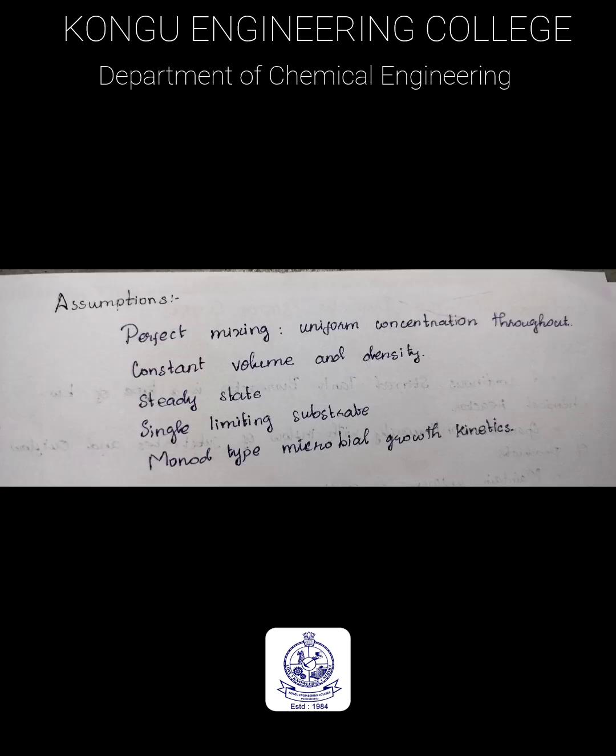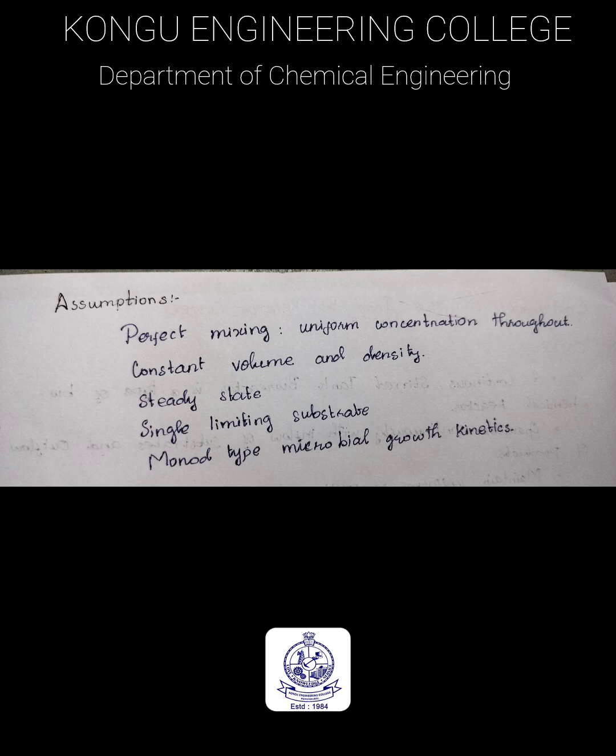First, perfect mixing. The concentration of all components is uniform throughout the bioreactor. Second, constant volume. The rate of input equals the rate of output. Third, steady state operation. The system reaches and maintains a steady state. Fourth, no product inhibition or substrate inhibition unless specifically modeled. Fifth, biomass is uniformly distributed. Sixth, constant temperature and pH conditions.